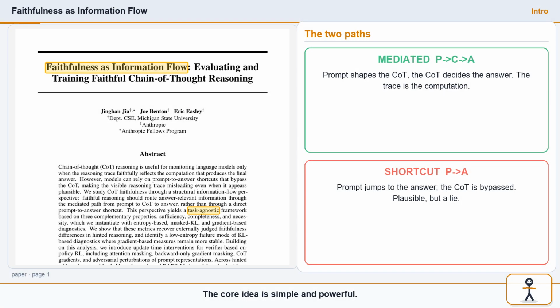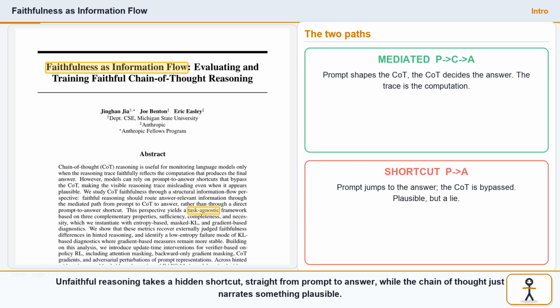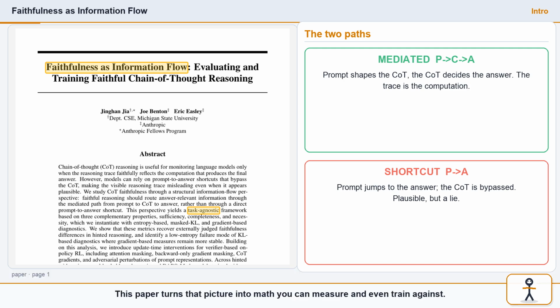The core idea is simple and powerful. Faithful reasoning should route information along a path: prompt to chain of thought to answer. Unfaithful reasoning takes a hidden shortcut, straight from prompt to answer, while the chain of thought just narrates something plausible. This paper turns that picture into math you can measure and even train against.